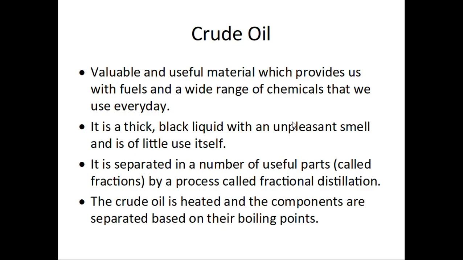Now, it's not very useful itself in its most basic form. It's a thick black liquid with an unpleasant smell. It's a mixture of lots of other substances. And so, in order for it to be useful and to do all of these things, we need to separate it out into its useful parts. And these are called fractions. They're smaller parts of the whole original sample. We do this by a process called fractional distillation. Fractional, because we're separating it out into its different parts. And distillation, as you might recognize from in class, is separating substances based on their boiling point.